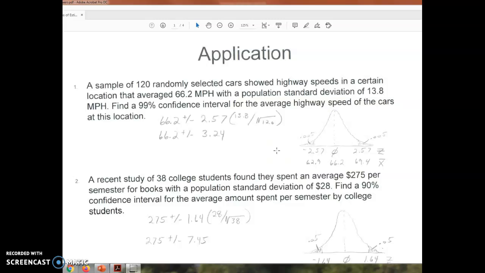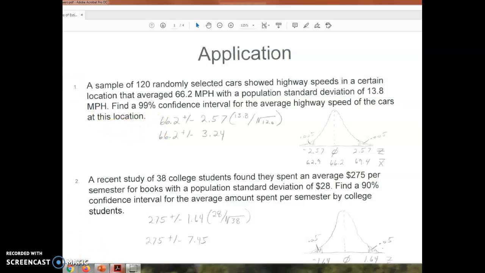Okay, I went ahead and completed these applications so you have all the information to work through them yourself. However, I do want to walk through how I got these details. So the first one says a sample of 120 randomly selected cars showed highway speeds in a certain location that averaged 66.2 miles per hour with a population standard deviation of 13.8 miles per hour. Find a 99% confidence interval for the average highway speed of the cars at this location.